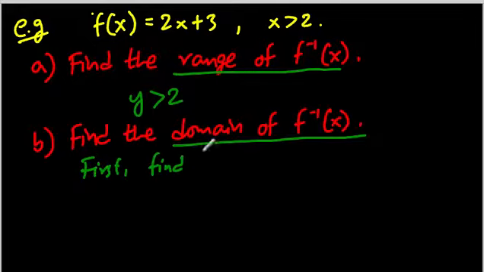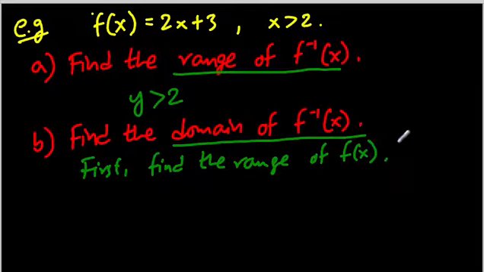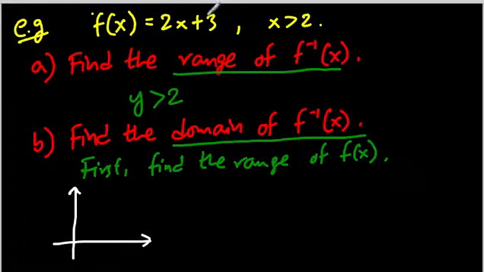So first, find the range of f of x. Now, what I'm writing in green, you don't really have to write down if I ever ask you this on a test. I'm just writing this down for your benefit. So basically, let's sketch this function. As we know, the y-intercept is 3, and it's a positive slope, so it's going to go up this way. And the domain here is x is greater than 2.